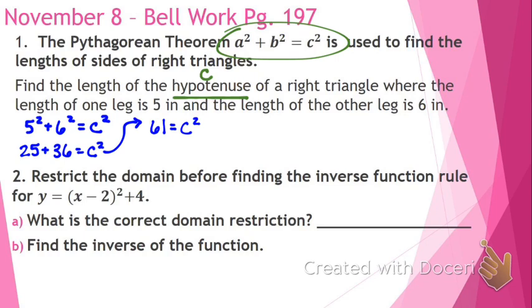Square root. We have to get rid of the exponent, and we use radicals, roots, to undo that. So I'm going to take the square root of both sides. 7.810. Yes. Sometimes they ask us to leave things in reduced radical form. How would I reduce or simplify the square root of 61?